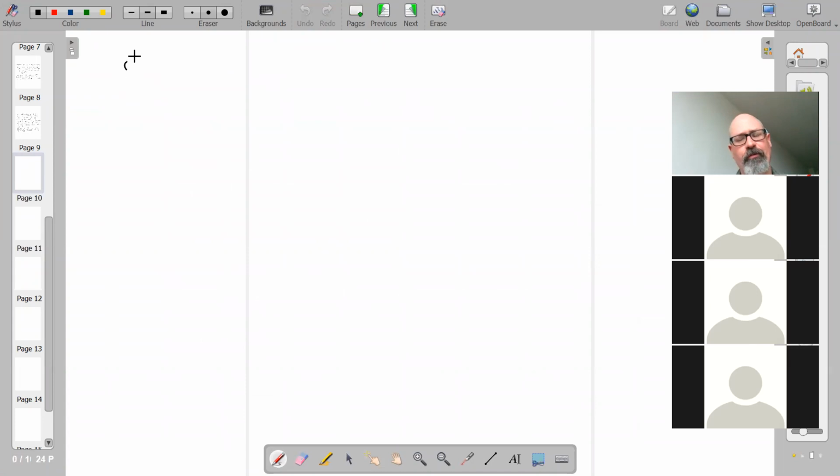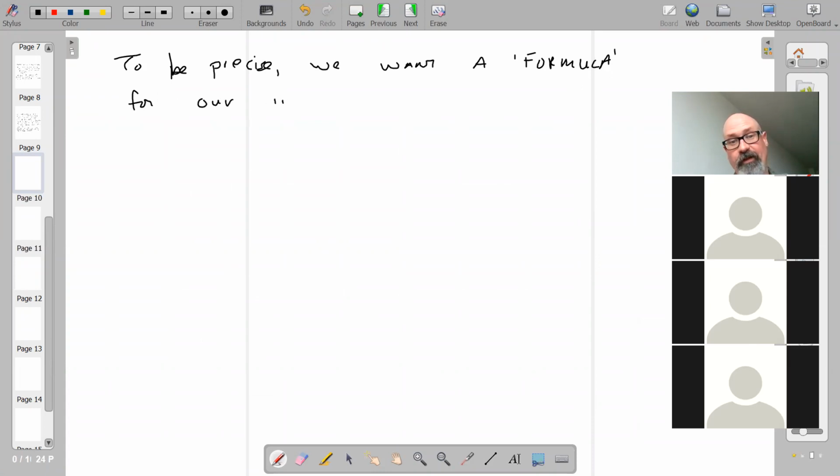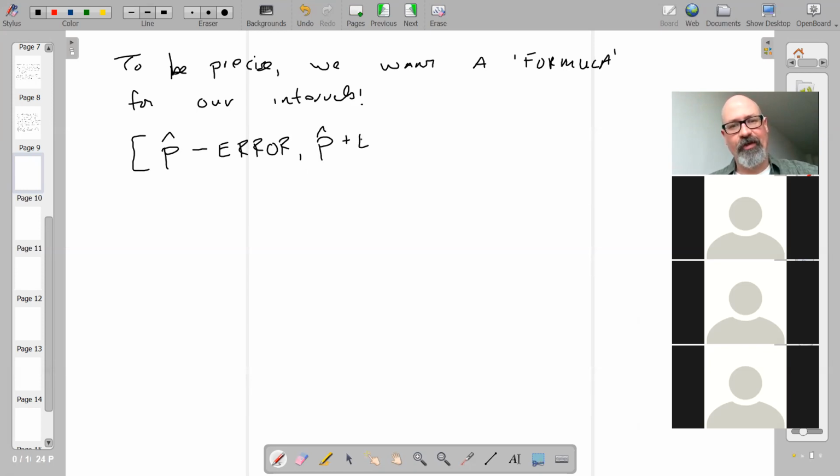To be more precise about this interval or family of intervals construction, we want a formula for our intervals to look like this. It will have the value of the sample proportion right in the middle, but it will look like P minus some error and then P hat plus some error. And when you write this down, you can see why you might get an infinite number of intervals.